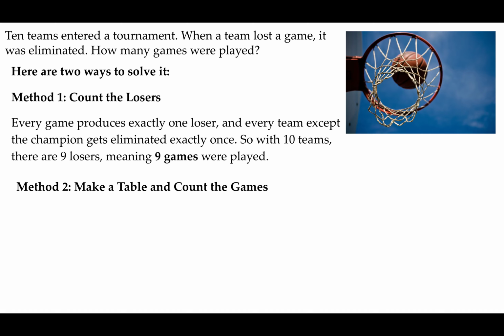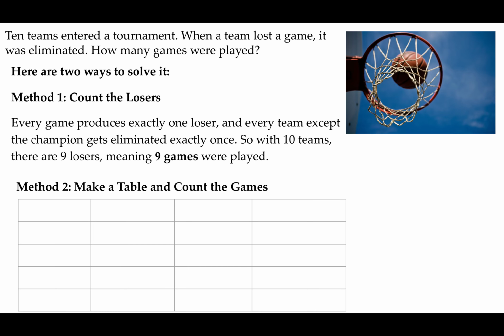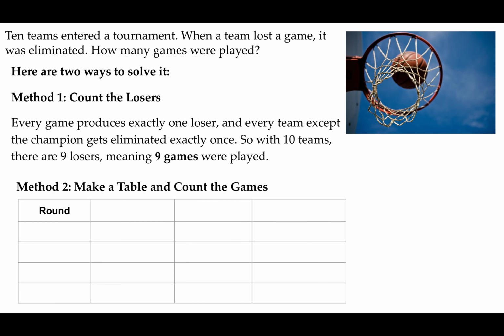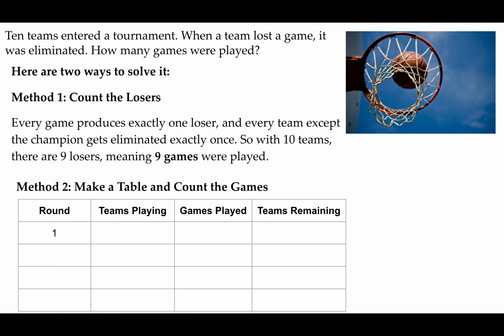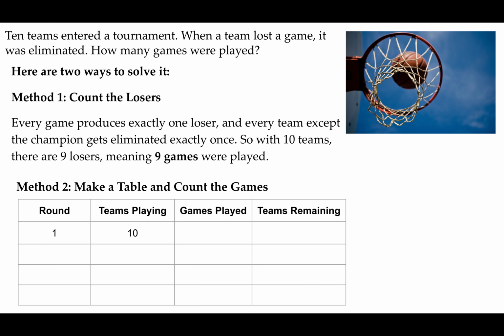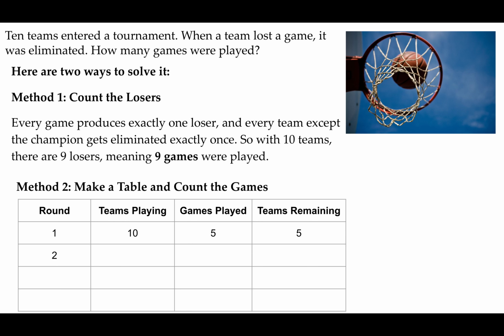Method 2 makes a table and then counts the games. So here's my table. We'd have the round, the teams playing, the games played, and the teams remaining. So we have round 1. There are 10 teams playing, so the number of games played is 5. The teams remaining are going to be 5 because 5 are going to be eliminated.